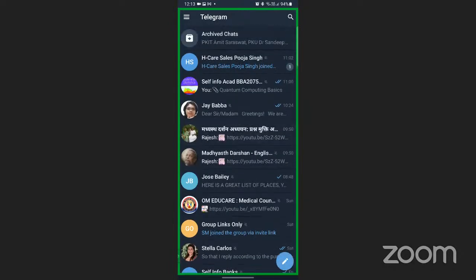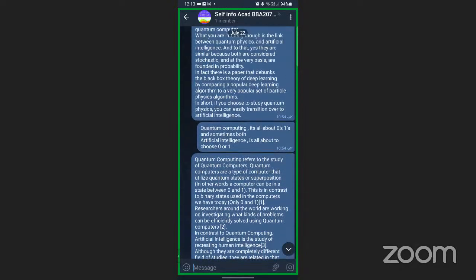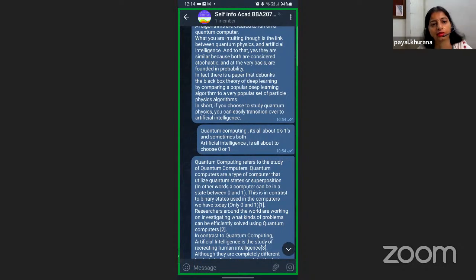If you just Google it, you will see a lot of answers in the Quora. Here are some of the answers from the Quora. See this one. Can you see my screen clearly? Yes, sir. It's very much clear. See, this is quantum. If you see this middle message, quantum computing, it's all about zeros and ones, and sometimes both zeros and ones. From mathematical point of view, I'm giving you this difference. Whereas artificial intelligence is all about choosing either 0 or 1.